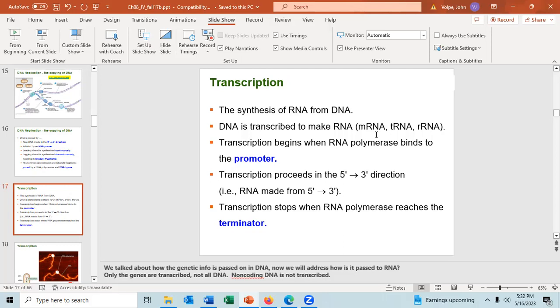Transcription proceeds in the direction 5 to 3 prime, which is the same way that DNA is replicated. So RNA is made in the direction 5 prime to 3 prime. And then the RNA polymerase continues transcribing the DNA until it reaches the terminator. The terminator is a region of DNA after a gene, and the terminator codes for the RNA polymerase to fall off the DNA. And when the RNA polymerase falls off the DNA, it will stop transcribing the DNA and stop making messenger RNA. Any question about any of that?